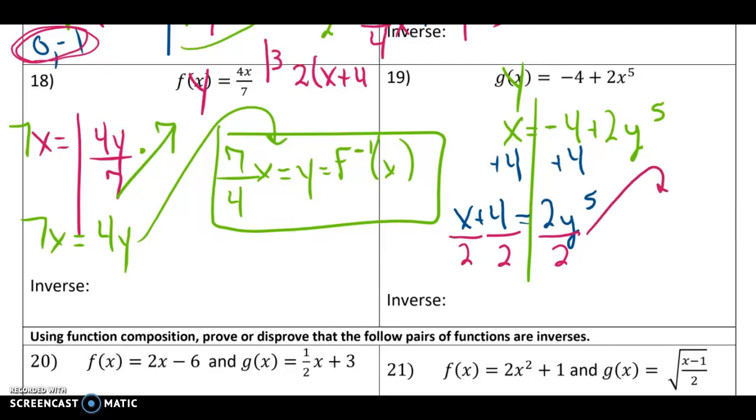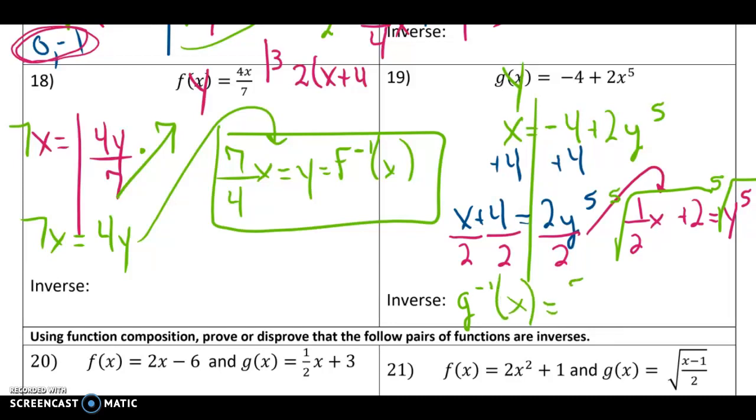So where we are right now is a half x plus 2 equals y to the 5th. And then the last thing is to get rid of the 5th power, we're going to take the 5th root. So I'm going to 5th root this, and then I'm going to 5th root this whole thing here. So when you're done, your inverse, if you want to write it like that, is the 5th root, and inside that 5th root is 1/2 x plus 2.